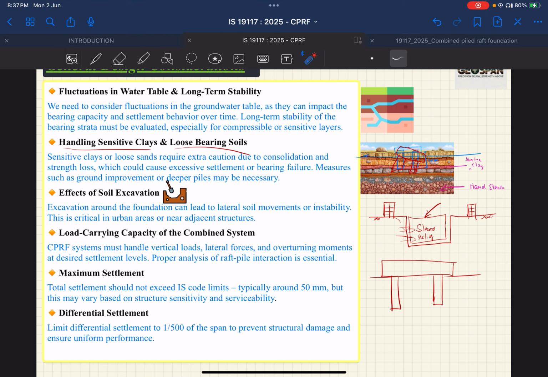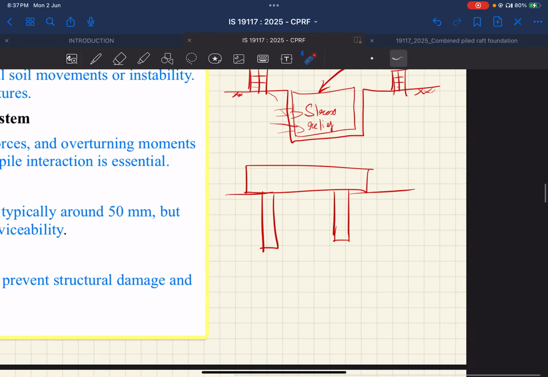The next consideration is differential settlement. Limit the differential settlement to 1 by 500 of the span to prevent structural damage and to ensure uniform performance.